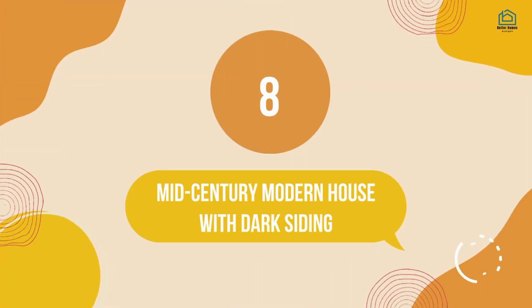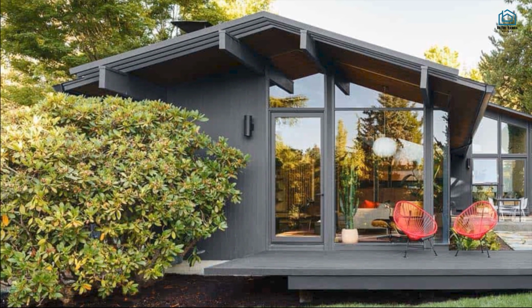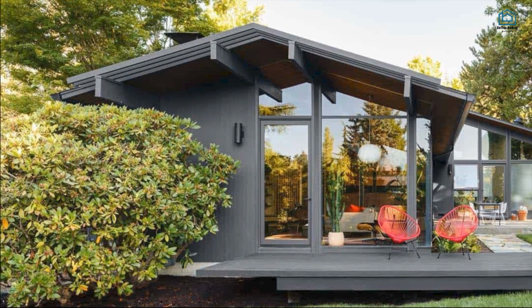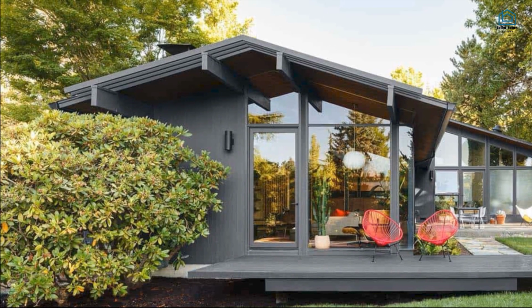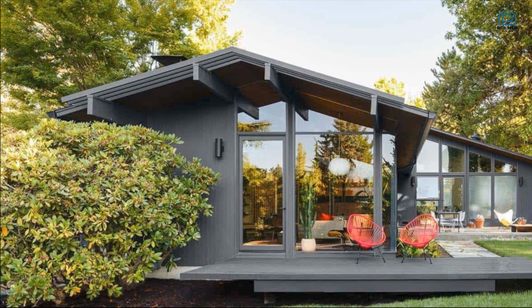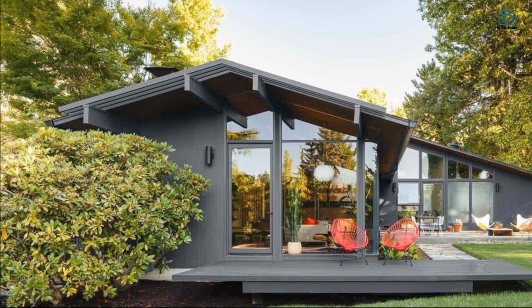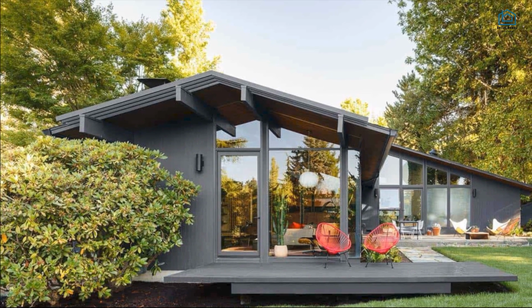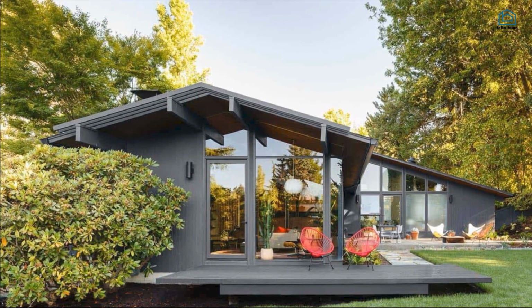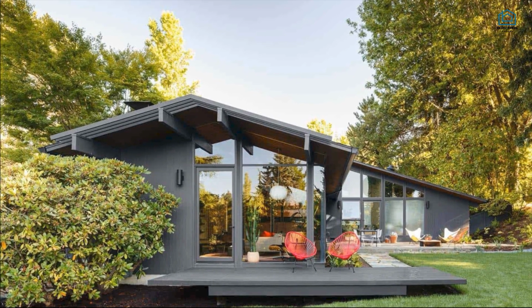8. Mid-century modern house with dark siding with butterfly roof. This charming residence highlights a subtle butterfly roofline and rich dark painted vertical siding. Oversized glass wall panels open up to a simple timber deck, where bright red chairs add a punch of playful mid-century color against green foliage and gravel hardscaping.